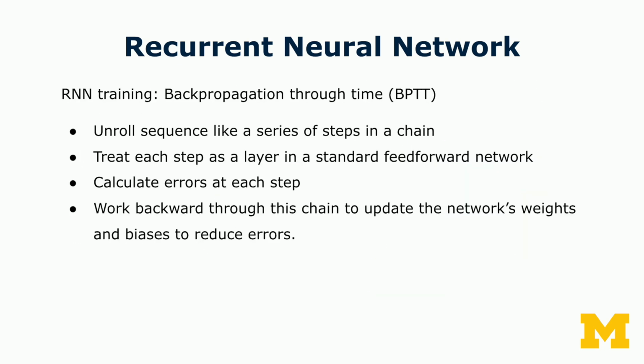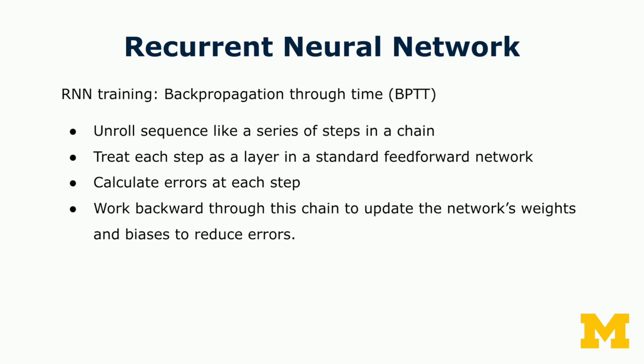To train an RNN, we use a method called backpropagation through time. In this method, we unroll the sequence like a series of steps in a chain, treating each step as a layer in a standard feed-forward network. We calculate errors at each step and then work backwards through this chain to update the network's weights and biases to reduce errors.